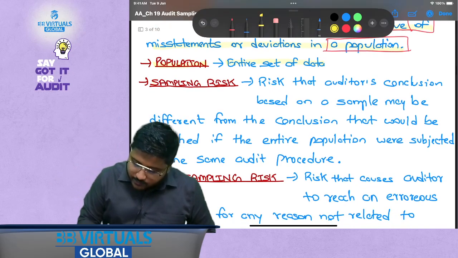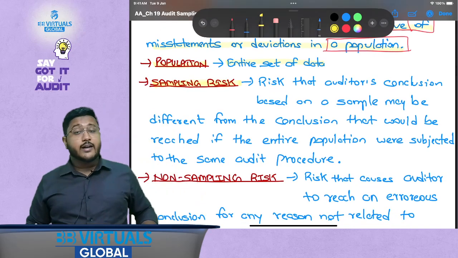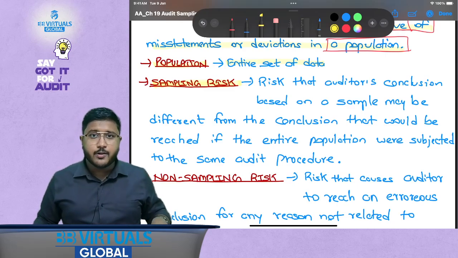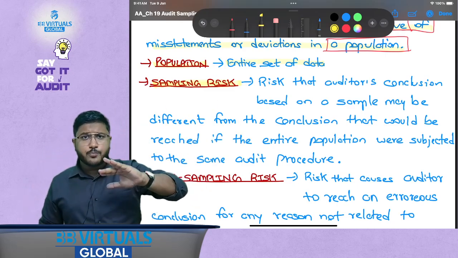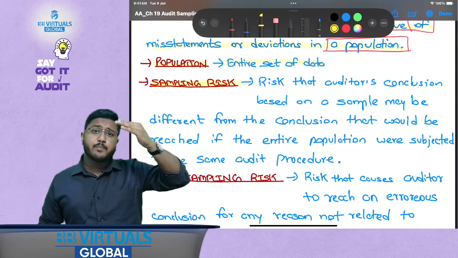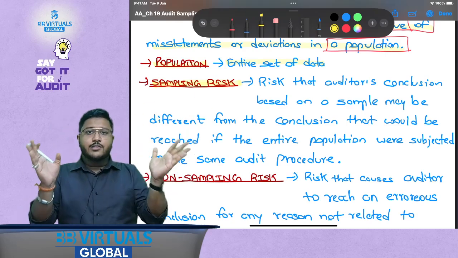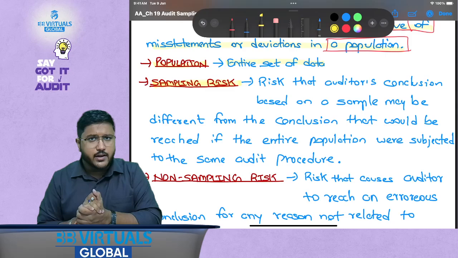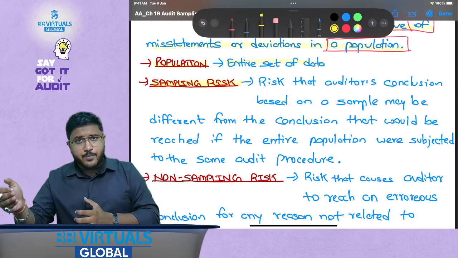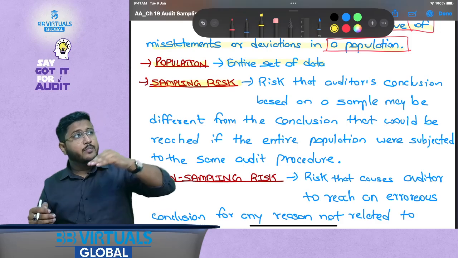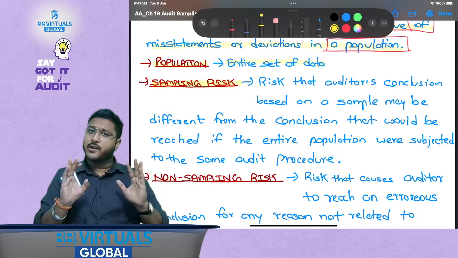Then when I say sampling risk, what is sampling risk? It is the risk that the conclusion derived by verifying the samples and the conclusion that would have been derived if the audit procedure were applied to the entire population might be different. In simple words, the risk that the conclusion derived by verifying the samples differs from the conclusion that would have been derived by verifying the entire population is called sampling risk.